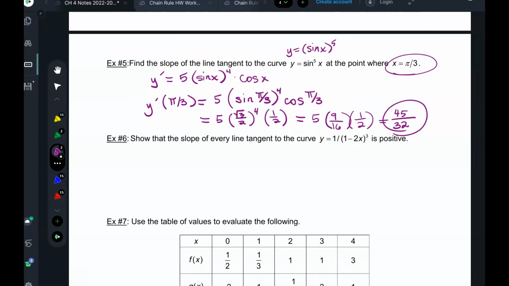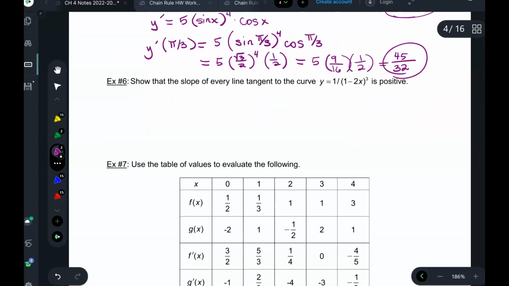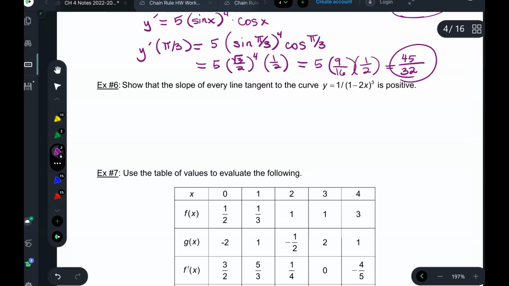All right, that's all we had to do for that. It didn't ask for the tangent line, it just asked for the slope. Okay, show that the slope of every tangent line to this curve, 1 over 1 minus 2x to the third, is positive. Okay. Slope means got to find the derivative.